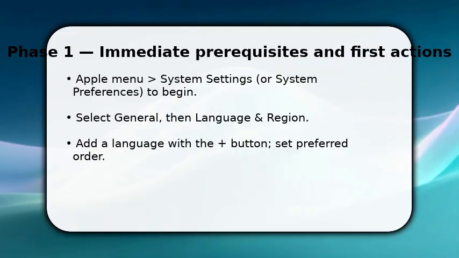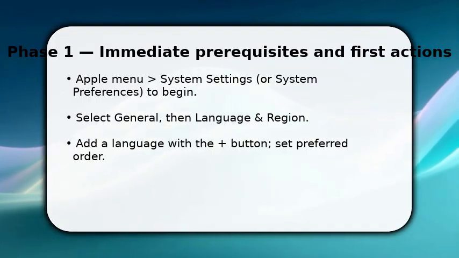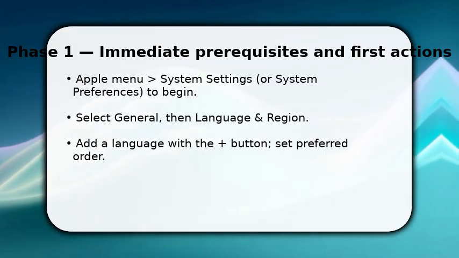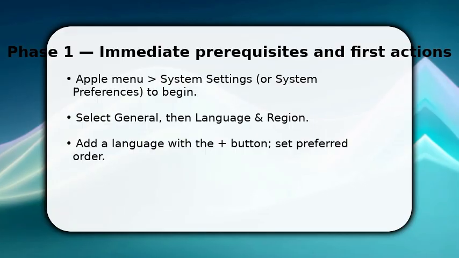You start inside System Settings, open the Apple menu and choose System Settings. Once there, go to General and tap Language and Region. This is where macOS stores system and app language choices.